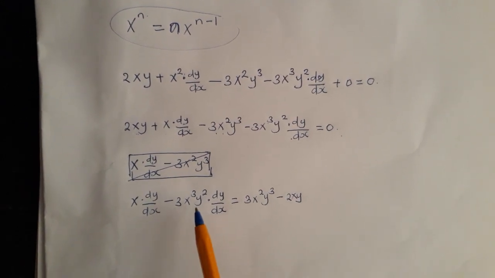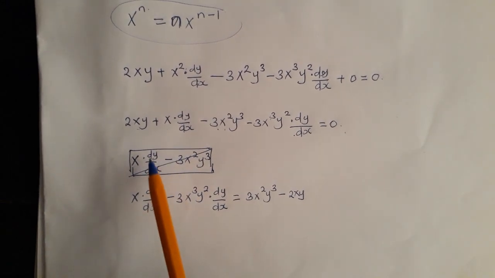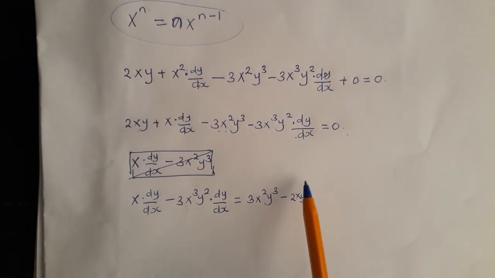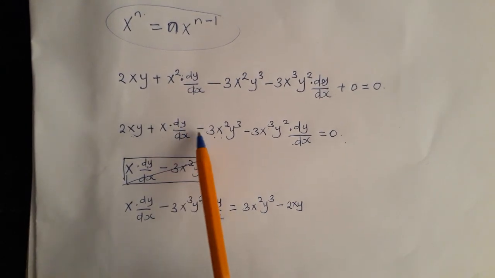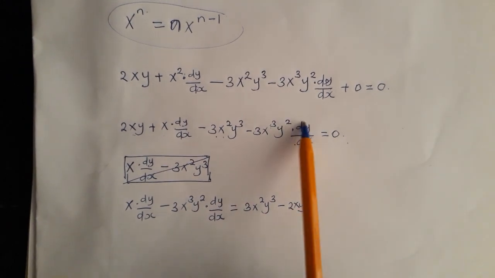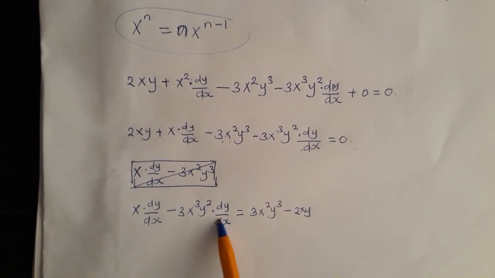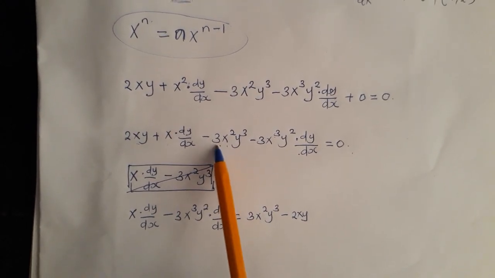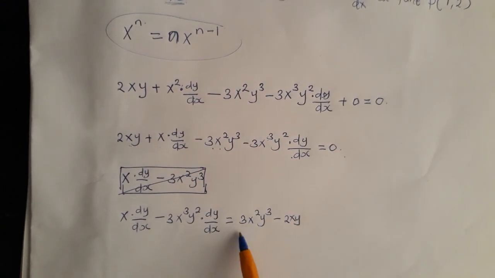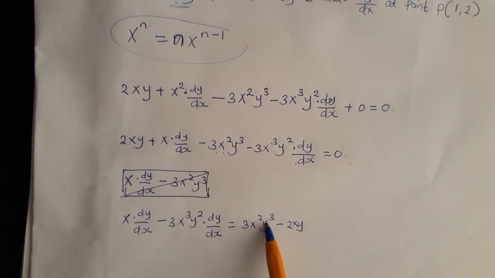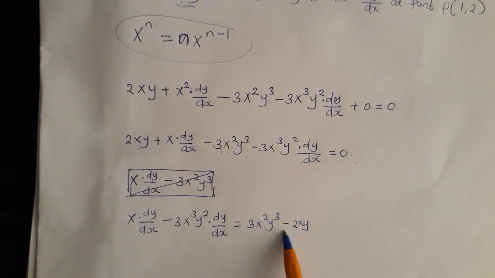So here we collect like terms. Those with dy over dx remain on one side, and those without dy over dx cross the equal sign. So we're going to have x dy over dx, which is this one here, minus 3x power 3 y squared dy over dx, is equal to, we have this one is negative. When it crosses the equal sign, we're going to have positive 3x squared y power 3, and then this one is also positive. When it crosses the equal sign, we're going to have negative 2xy.